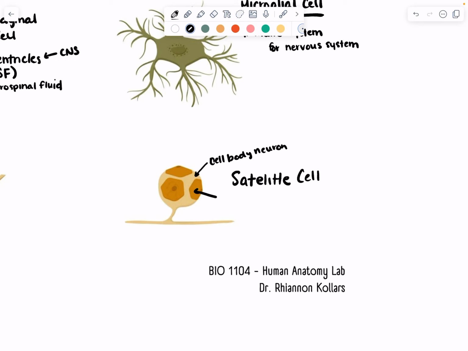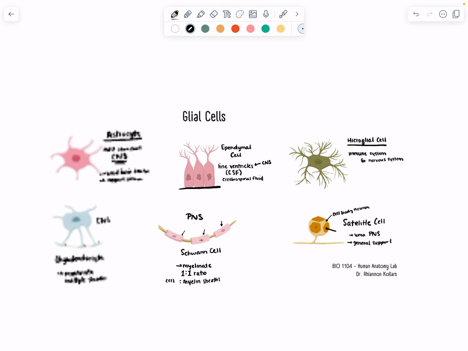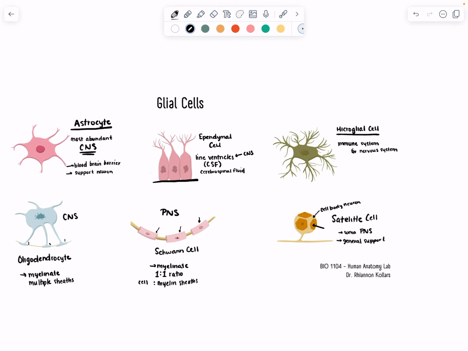Okay, so this whole thing is not the satellite cell. It's just this little, think of it like a leech on the side of the neuron. So it actually attaches itself to the soma of the peripheral nerve. And it is going to be kind of like the astrocyte for my peripheral nerves. So it's going to be general support for my peripheral nervous system. So my astrocyte was my general support for my central nervous system. The satellite cell is the general support for my peripheral nervous system.